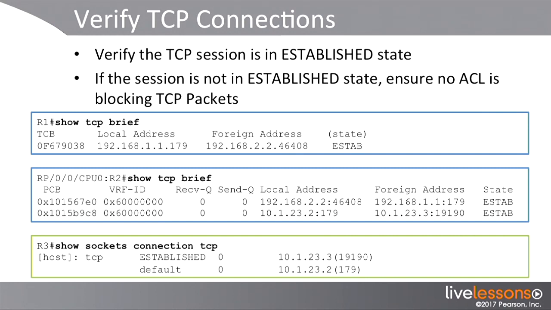In Nexus, the command is a little bit different. There's no show tcp brief command. Here you have show sockets connection tcp, and you can see that the TCP is in established state, and it will show you the peering IP, the local as well as the remote. That's how you can verify whether your TCP connections are in established state or not. If they're not, the best thing to do is go back and verify your ACL configurations.